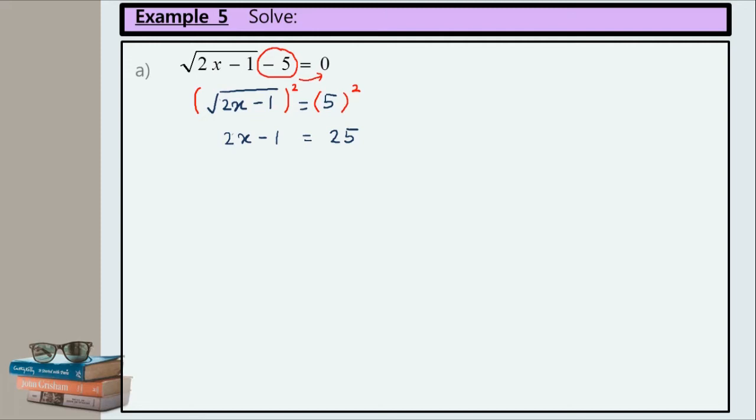Okay, make x as a subject, so we will get 2x equal to negative 1, transfer here, 25 plus 1, 26. So x equal to 13. We cannot leave our answer just like this. We need to check first whether our x here is our solution or not. Okay, sama ada x ni kita punya solution ataupun tak. Kita kena check dulu. So how? Okay, check.